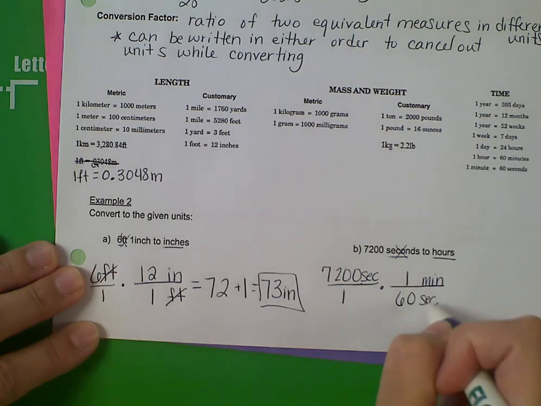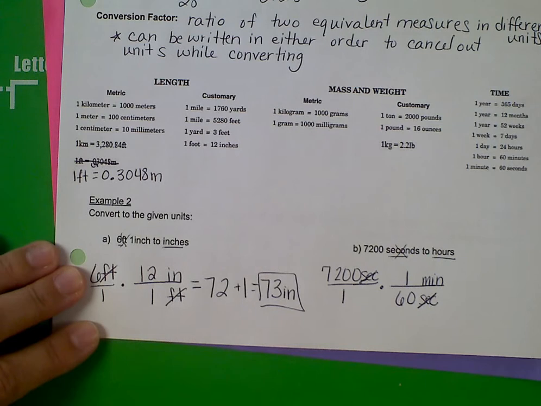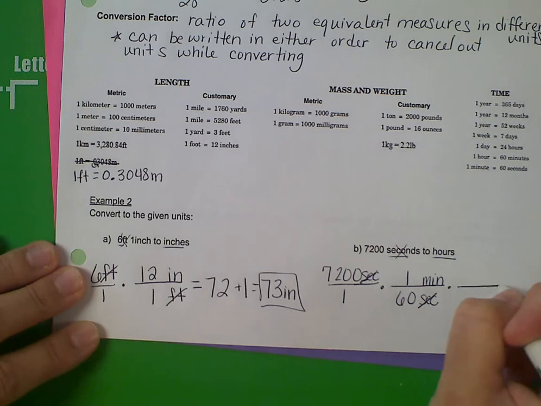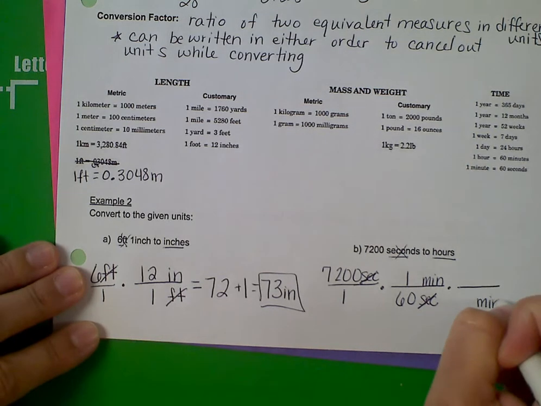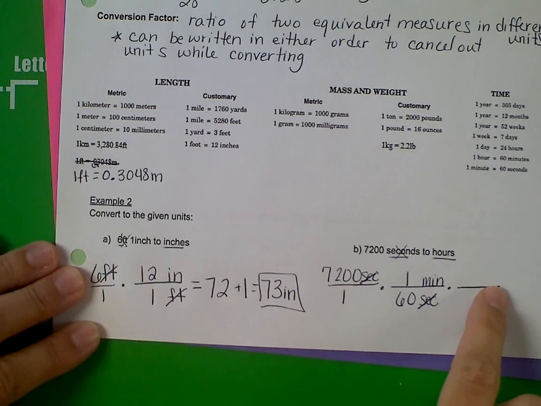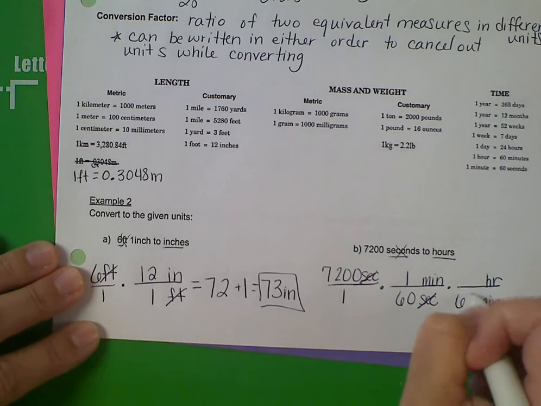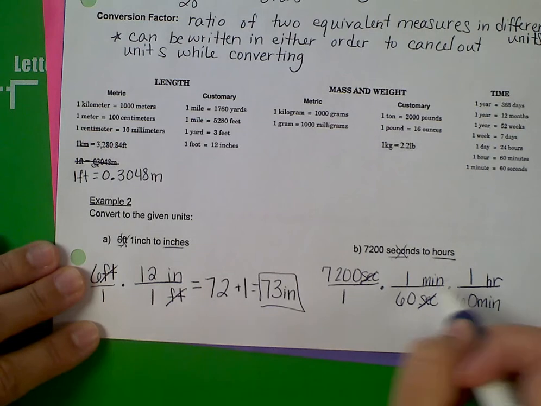So awesome, I was able to cancel out my seconds, but now I'm left with minutes, and I don't want minutes. So I still need to get rid of minutes. I'm going to put it down at the bottom because now I need to get rid of that. Do I know minutes to hours? Do I know there are this many minutes in 1 hour? Yeah, I do. So I can go now from minutes to hours. I know there are 60 minutes in 1 hour. And now my minutes will cancel out.